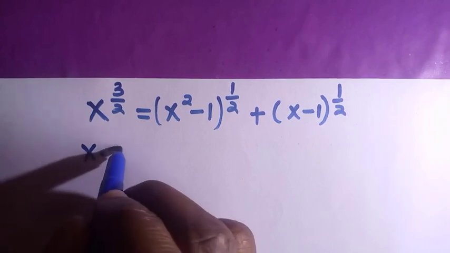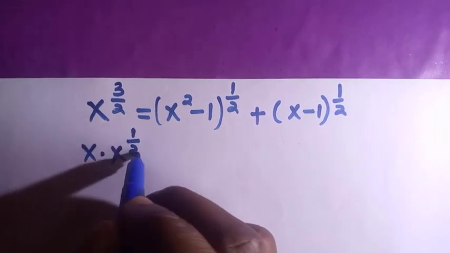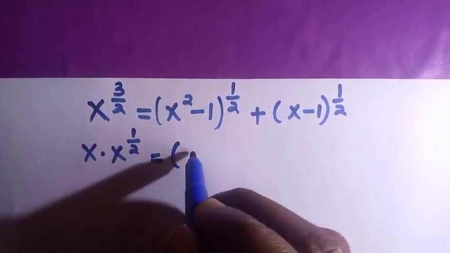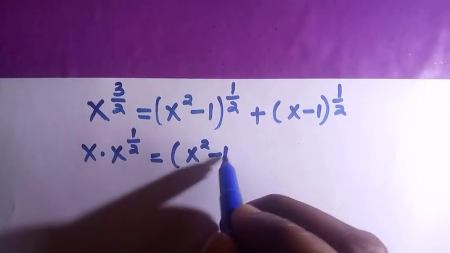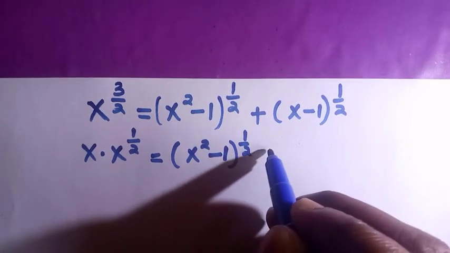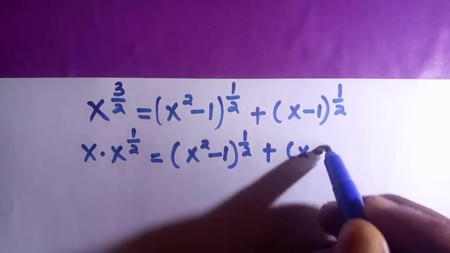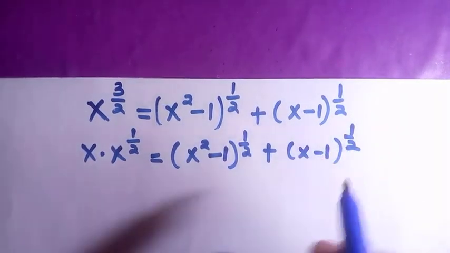So the first thing is, if I break this into x dot x raised to the power 1 over 2 equals to, so this is x raised to the power of 2 minus 1 raised to the power of 1 over 2 plus bracket x minus 1 raised to the power of 1 over 2.